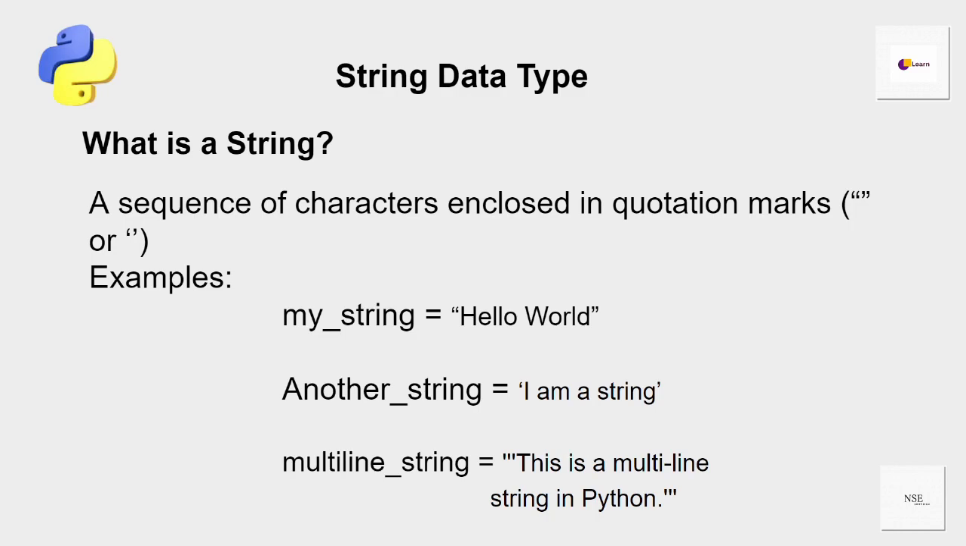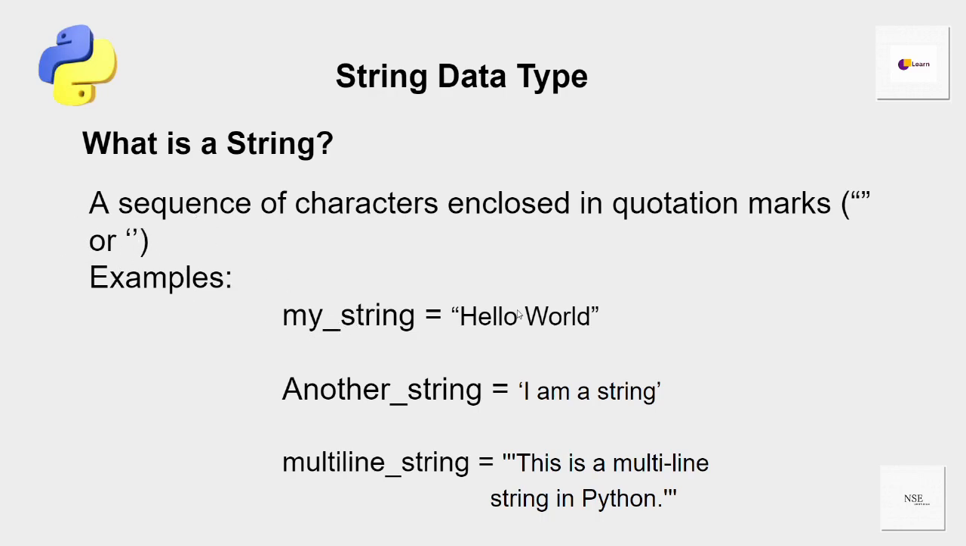What is a string? A string is a sequence of characters enclosed in quotation marks. That's basically it. Now you could decide to use the double quotation marks or the single quotation marks.